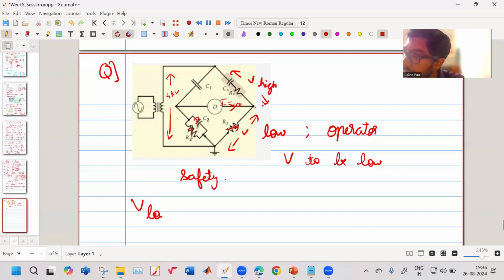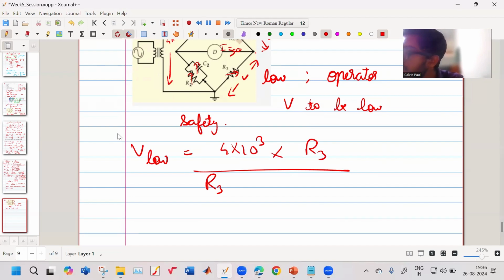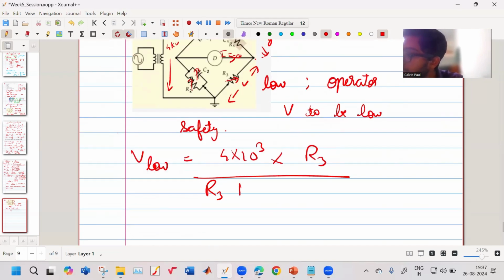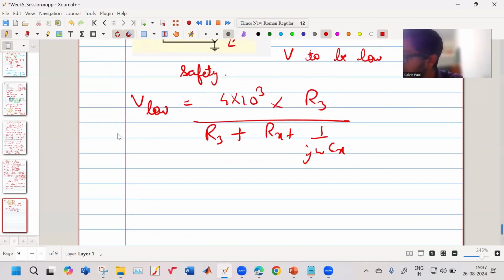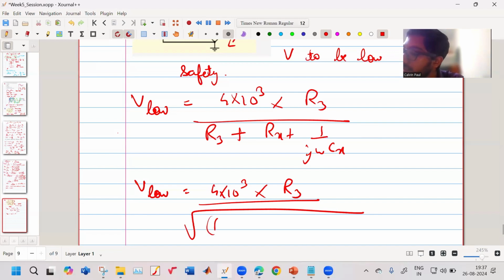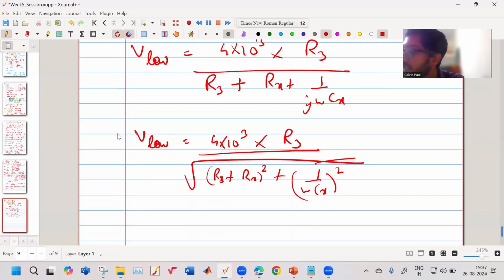So this V low is actually equal to 4 kilovolt, 4 into 10 to the power 3, into R3 upon R3 plus Rx plus 1 upon j omega Cx. So V low is 4 into 10 to the power 3 into R3 upon square root of R3 plus Rx the whole square plus 1 upon omega Cx the whole square. Right?